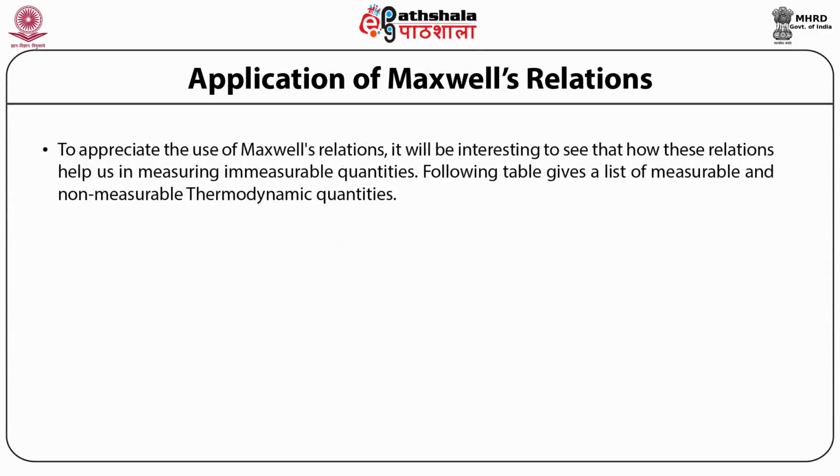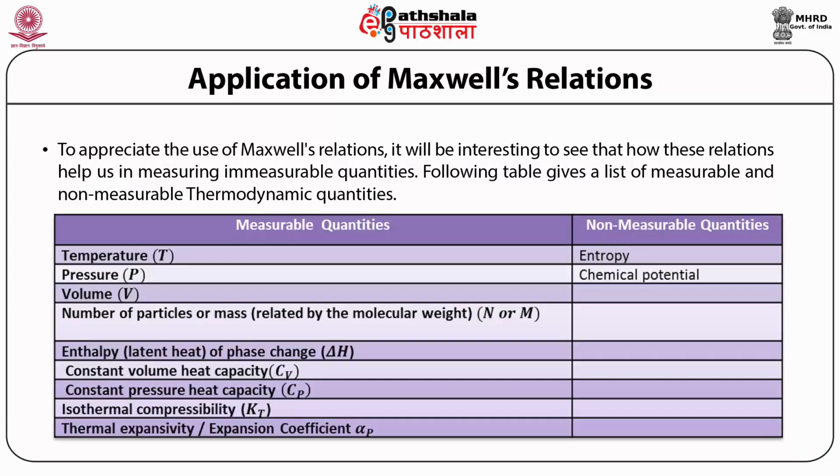Now we will focus our attention on the application of Maxwell's relations and how they help us to relate measurable quantities with immeasurable quantities. The following table gives us a list of measurable and non-measurable thermodynamic quantities. And one can very interestingly see that the list of measurable quantities needs to be related with the non-measurable quantities which we encounter in thermodynamics and statistical physics.